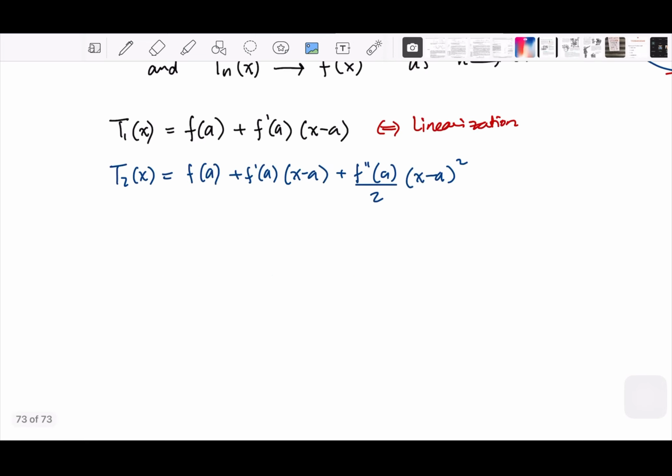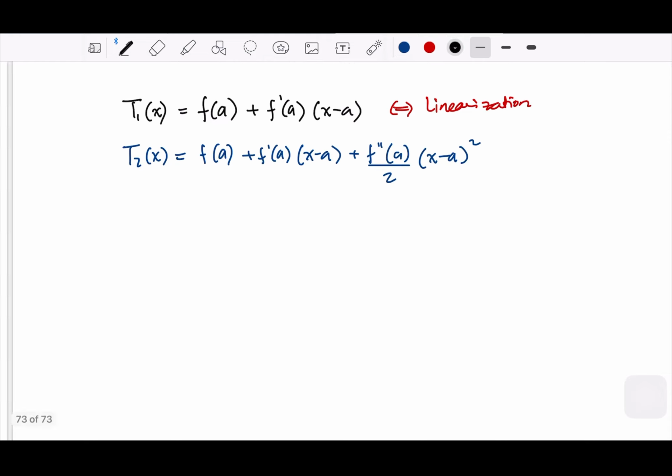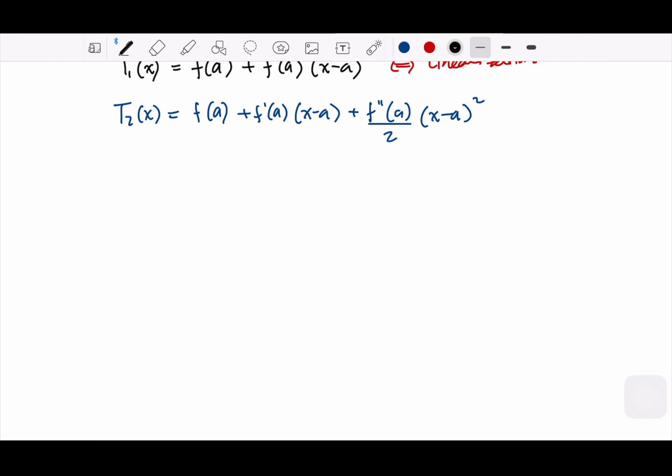Okay, let me take an example. Okay, let's take an example on y equals e to the x.